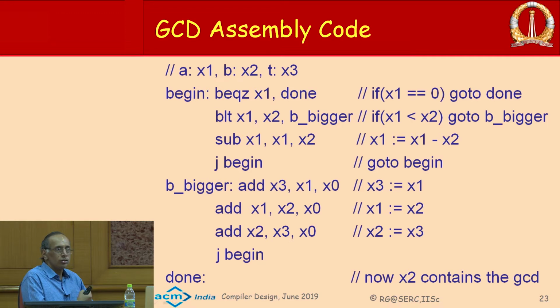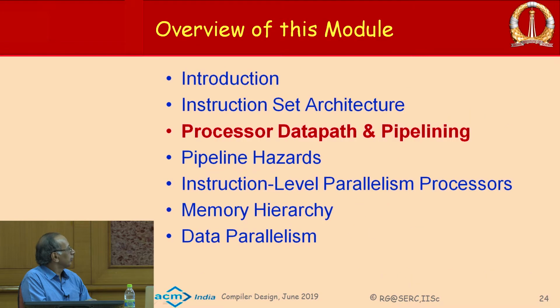Okay. So is this code easy enough to understand, right? Not very difficult, not scary. Well, you will see scary assembly code as you go by, but if you take one step at a time, you can actually understand things. Okay, let's move forward. The next thing that we want to see is processor data path and pipelining.